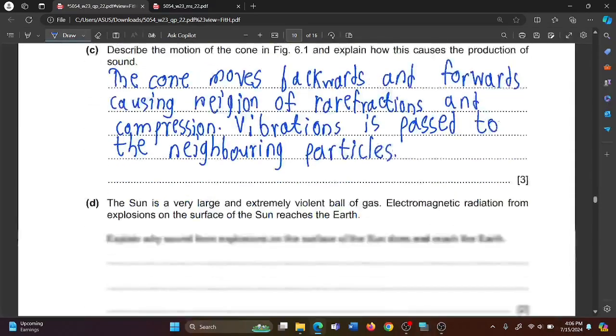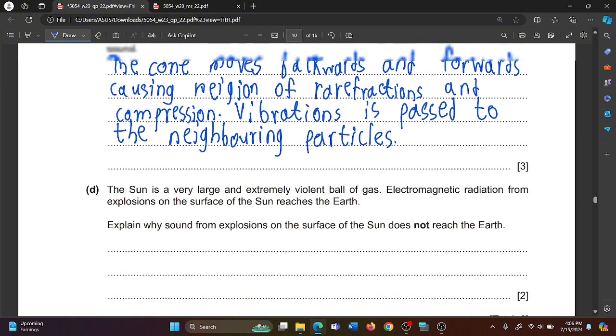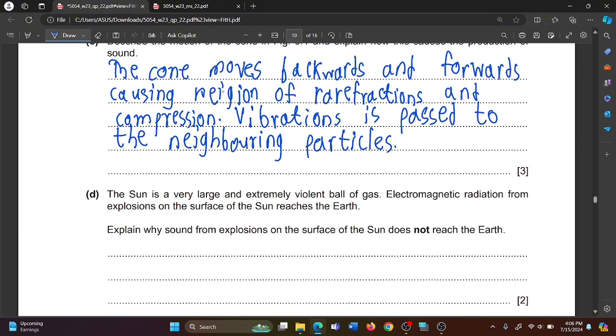I wrote region instead of regions, because initially the rarefactions and compressions are only getting produced in front of the cone. Later on, the vibrations are passed. Sorry, there is a grammatical mistake. It's are instead of is, because I wrote vibrations, plural, are passed to the neighboring particles.